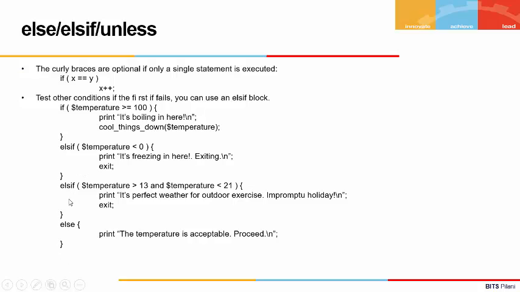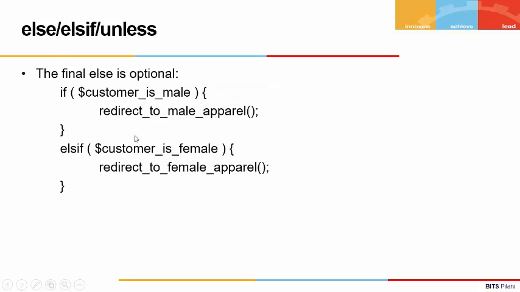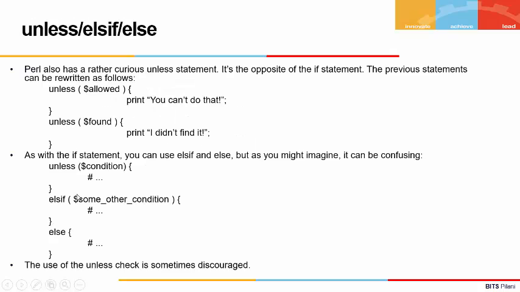If this condition isn't satisfied, you can have multiple elsif, and at the end you can have the else, which is only ELSE. If none of the conditions are satisfied, the code of this else part will be executed. The final else is also optional, so you can also write code like this. The else part is optional in Perl scripting.